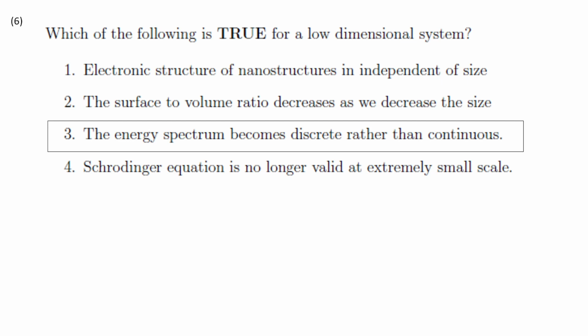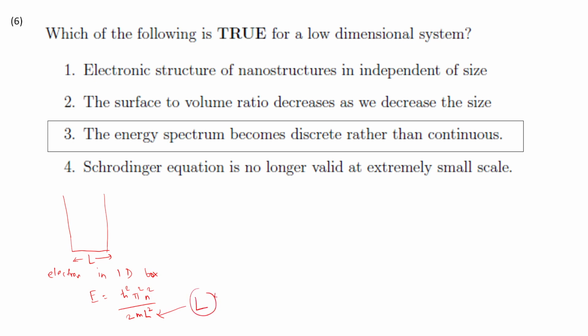So this is not true. Why? Because we can try to understand this from a very simple one-dimensional case. If we have an electron in a one-dimensional box of length L, we know that the energy is given by ħ²π²n² over 2mL². Here the first thing that comes into play is this L.